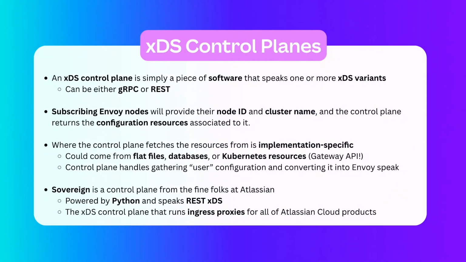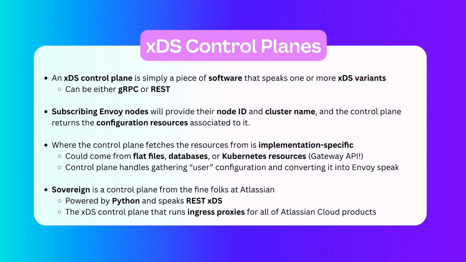So what is an xDS control plane? An xDS control plane is basically just a piece of software that speaks one or more of the xDS variants. There's a gRPC variant and there's a REST variant. Subscribing Envoy nodes provide their node ID and cluster name, which are basically just identifiers, and the control plane returns the resources that are associated with it.